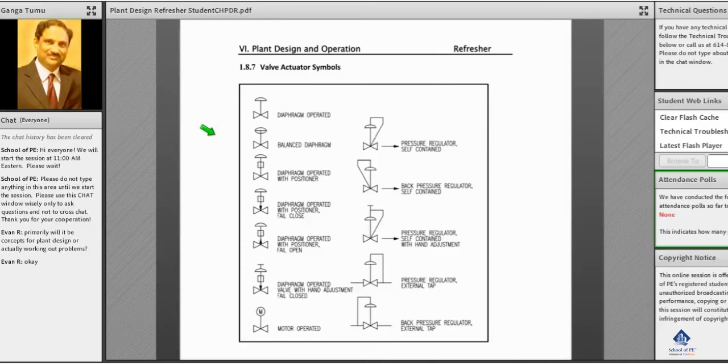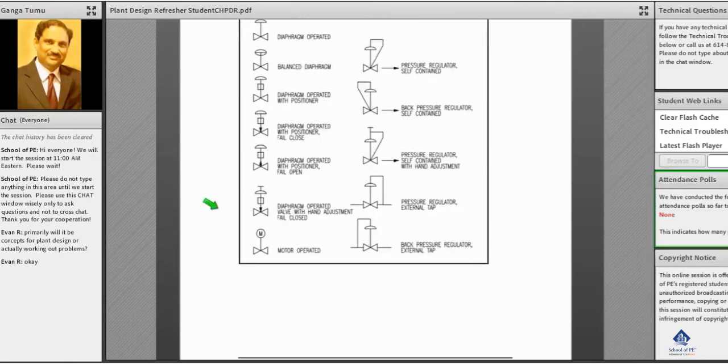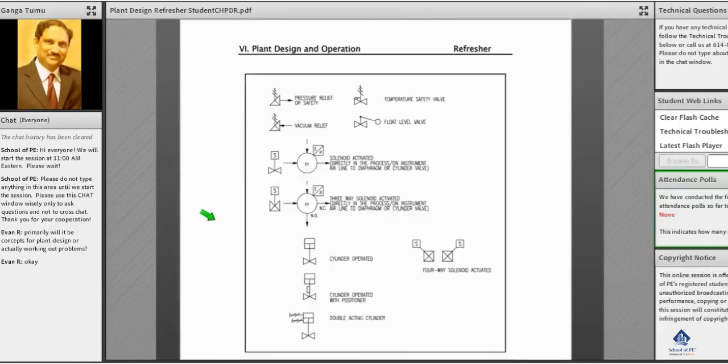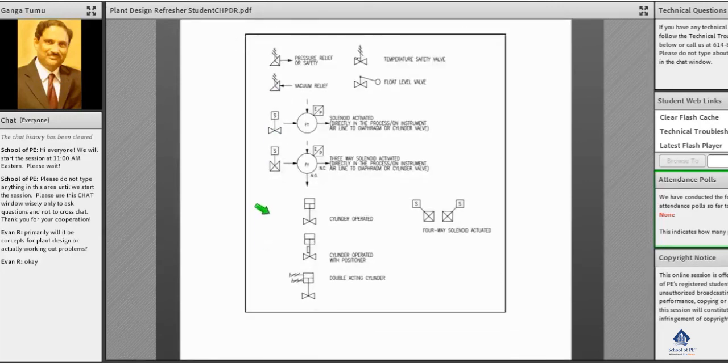Okay, and also the next one are valve actuator symbols. We have the diaphragm and balance and pressure regulator. So all these are symbolisms, keep in mind. Okay, and also they talk about the pressure reliefs. And also they talk about solenoid valves, and other kinds of instrumentation and how they work, or pneumatic controls, pneumatically actuated valves. All of them may not be on that, but those are the kind of things they use.